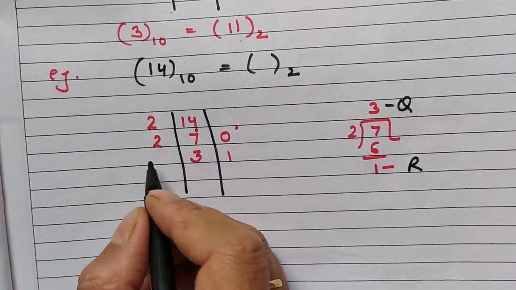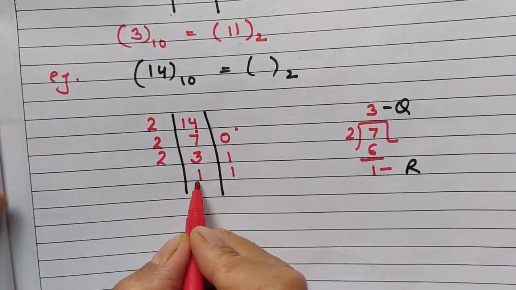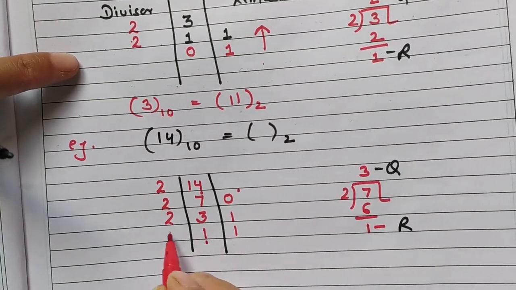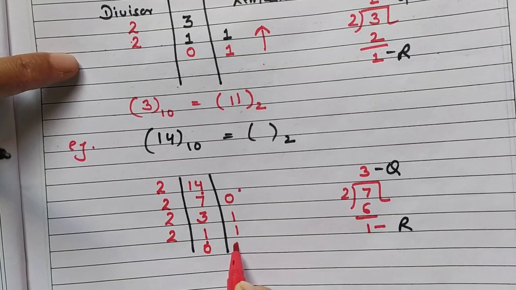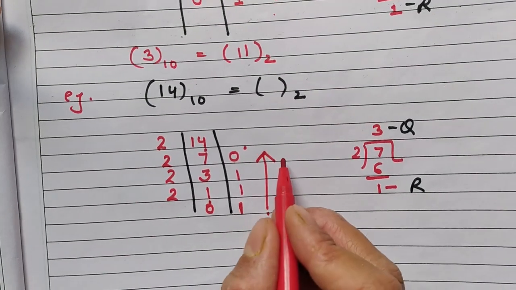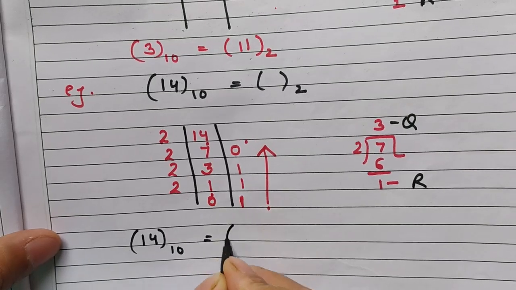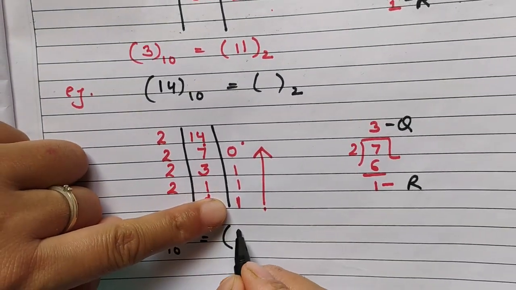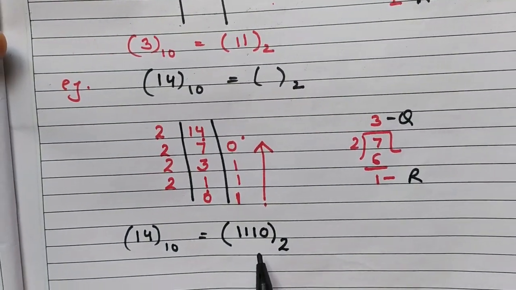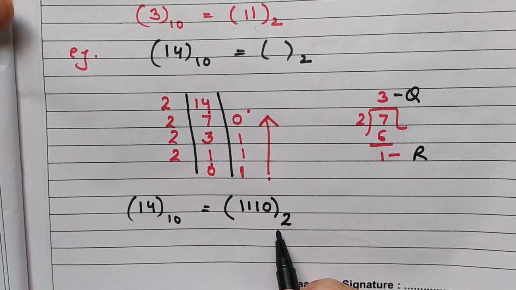Now again I will divide by 2: 2 ones are 2 and 1 will be the remainder. Now again the same thing as in the previous example: this 1 is smaller than 2, so we get a quotient of 0 and this 1 is treated as the remainder. Again collecting the remainders in reverse order, from bottom to top, 14 in decimal is equivalent to 1, 1, 1, 0, that means 1110. So this is the way we can calculate the binary equivalent of a given decimal number.